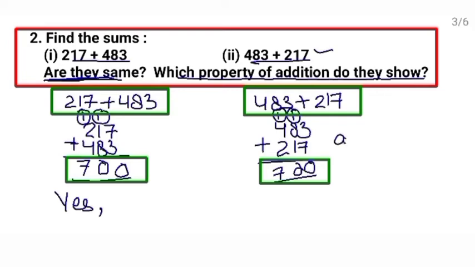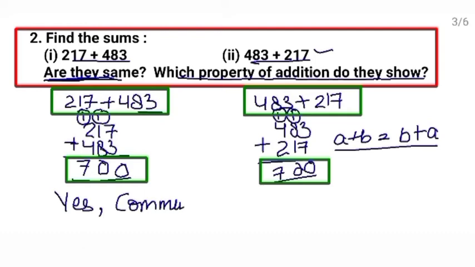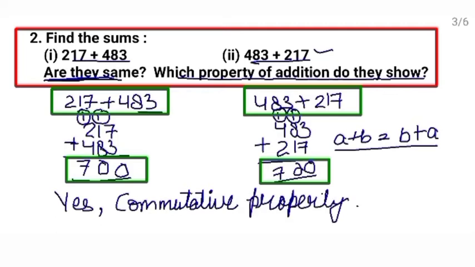You have studied in an earlier class that a plus b is equal to b plus a. Here a is 217 and b is 483. We just changed their order and we added them, right? So this is the commutative property. So this is your answer.